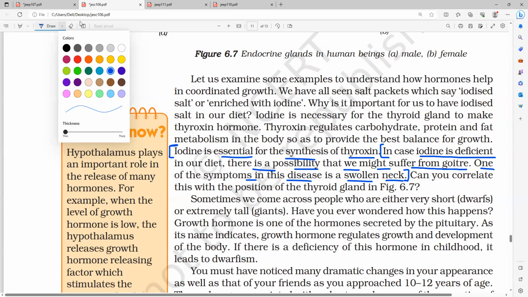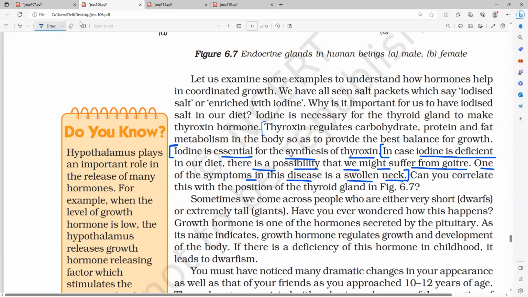Yes, because thyroxine will regulate what? Thyroxine regulates the carbohydrate, protein, and fat metabolism in the body, so as to provide the best balance for growth. Now, if this is a 2-mark question and you write only this point, you will be awarded only 1 mark. So that is why you have to write this point also.